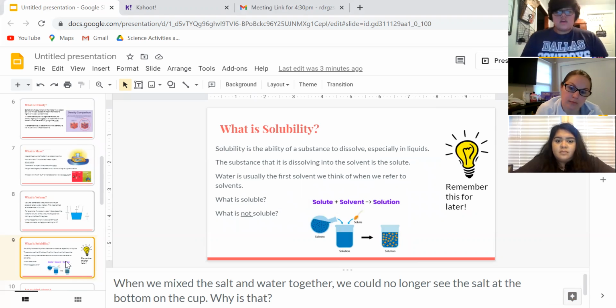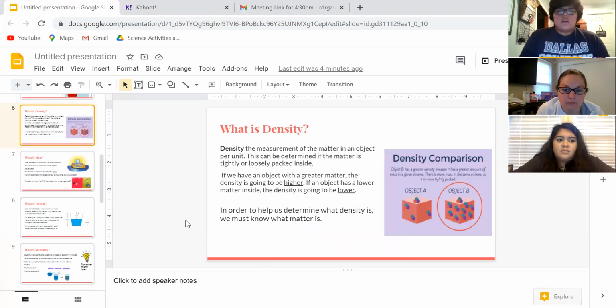So solubility is basically the ability of a substance to dissolve, especially in liquids. A substance that is dissolving into the solvent is called the solute. Water is usually the first thing that we think of when we think of a solvent and we mix something together. So we can refer back to density. That's how tightly or how loosely something's inside of an object.